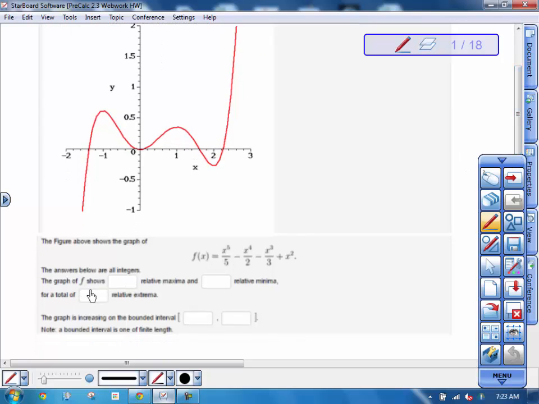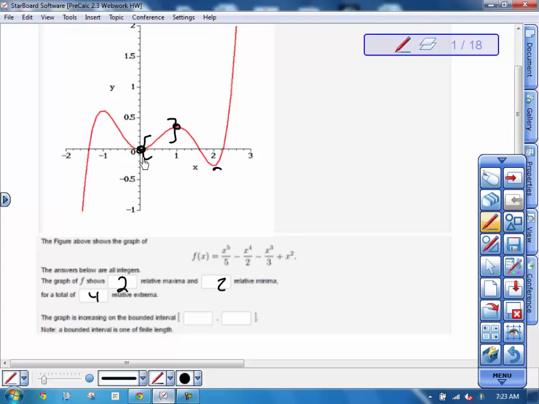It says the graph of f shows blank. How many relative maximum? That'd be 1, 2. And relative minimum, there'd also be 1, 2. And a total extreme one, that'd be 1, 2, 3, 4. There's 4 total. And it's increasing on the bounded interval from here to here.